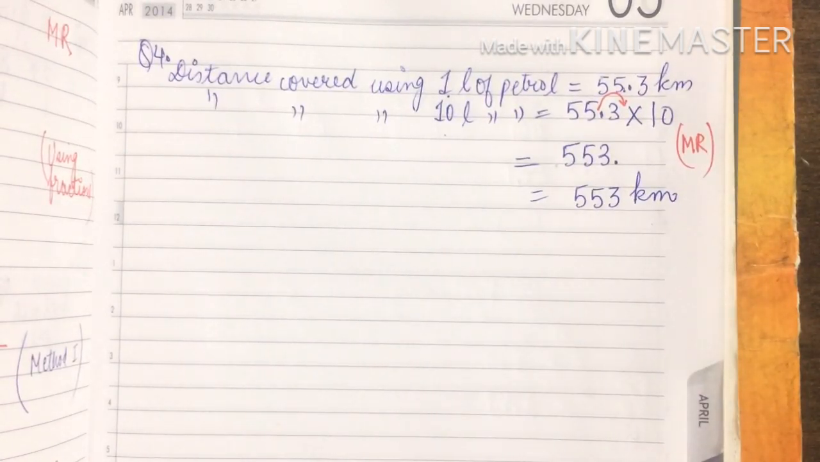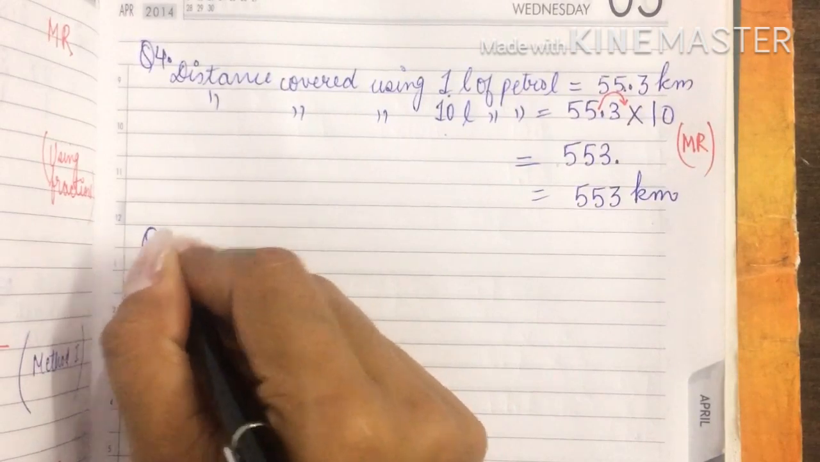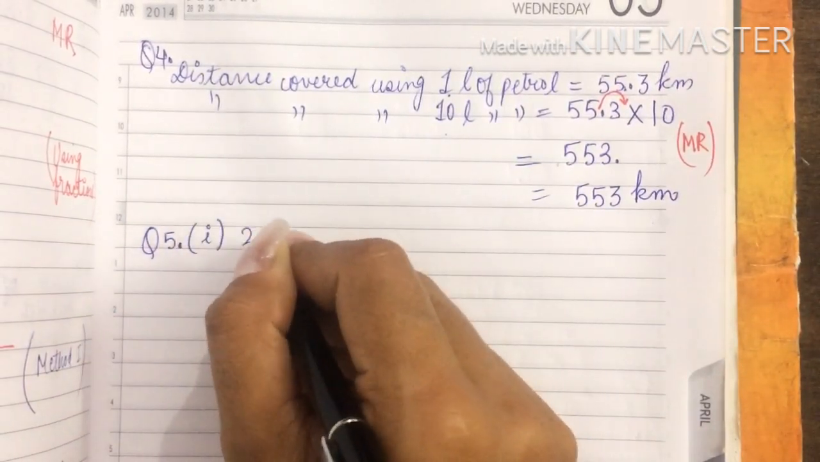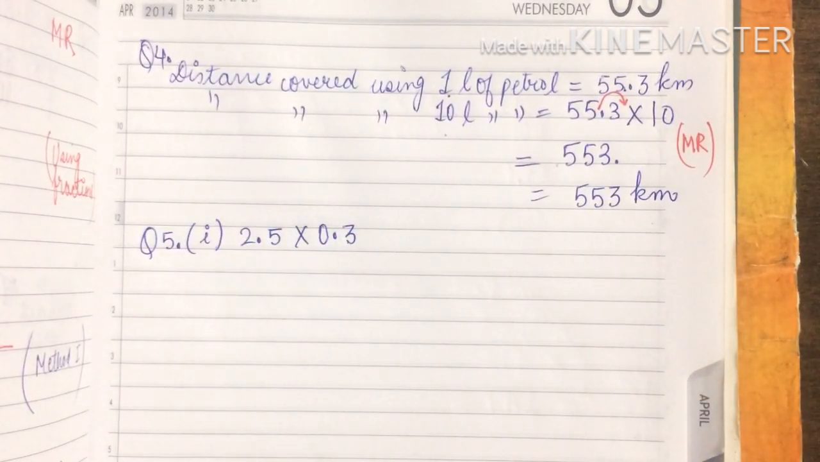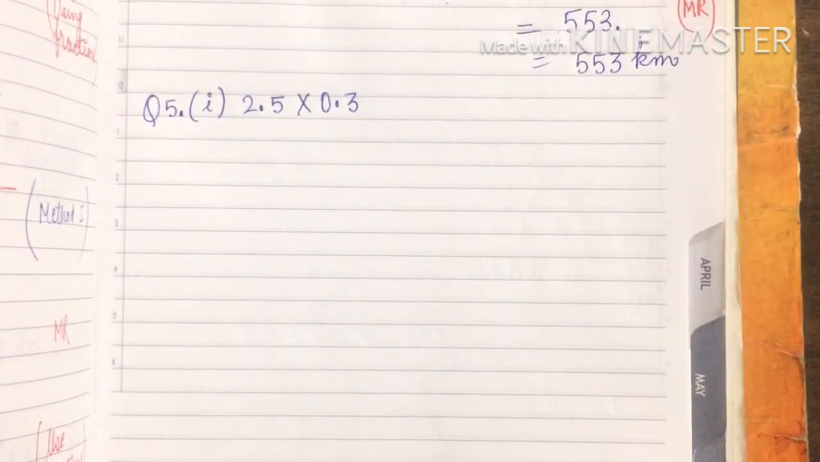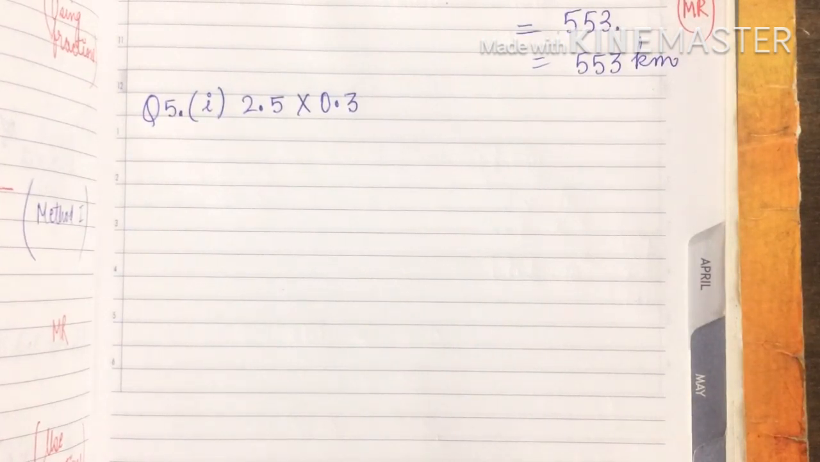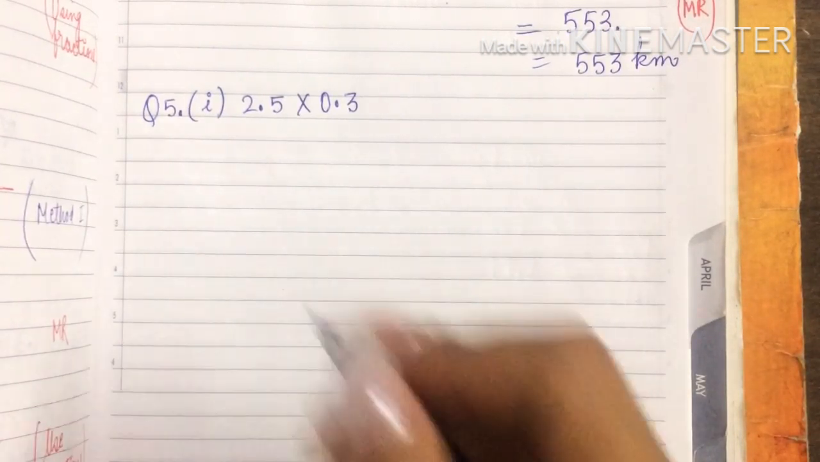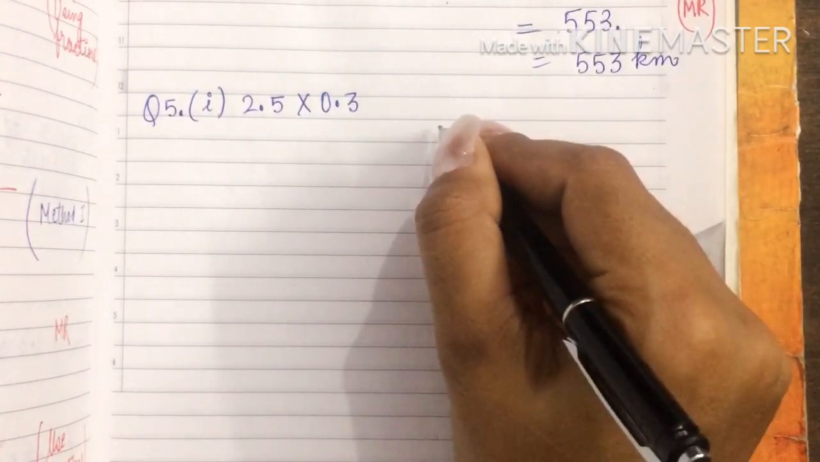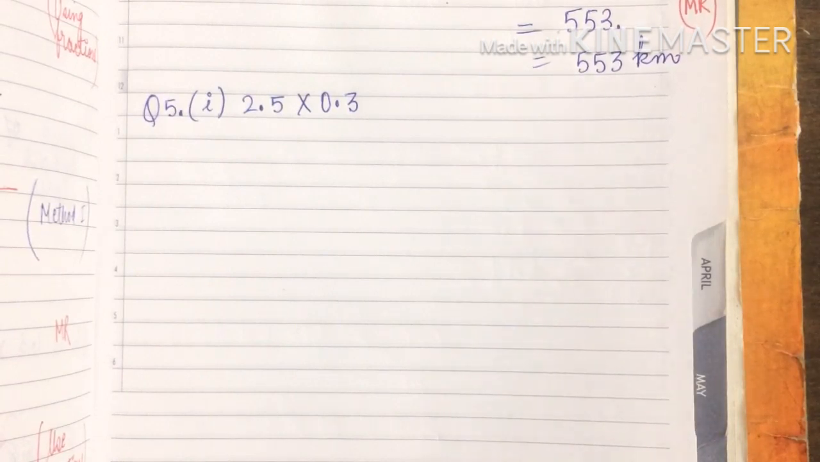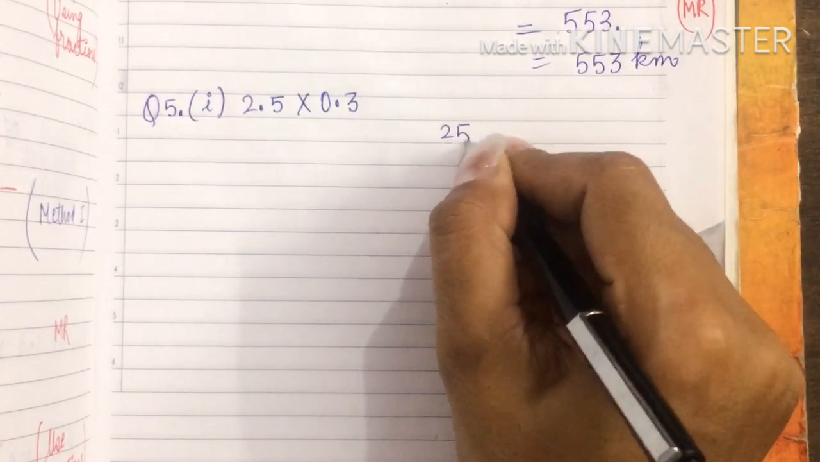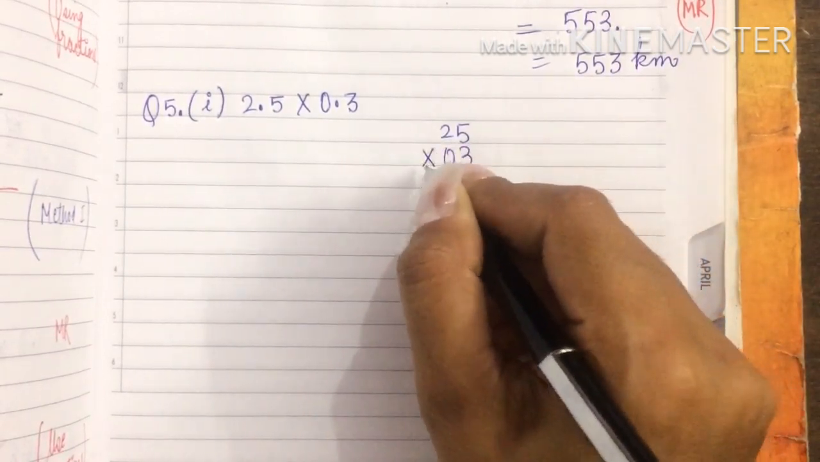After this, we have the last question of the exercise, in which you have to multiply a decimal number with a decimal number. Let's do that. Question number 5, first part, 2.5 multiplied by 0.3. Now you can use any of the two methods that I have discussed, either multiply directly or multiply by changing into fractions. I'm going to solve with the first one, in which I multiply directly. So 25 multiplied by 3.